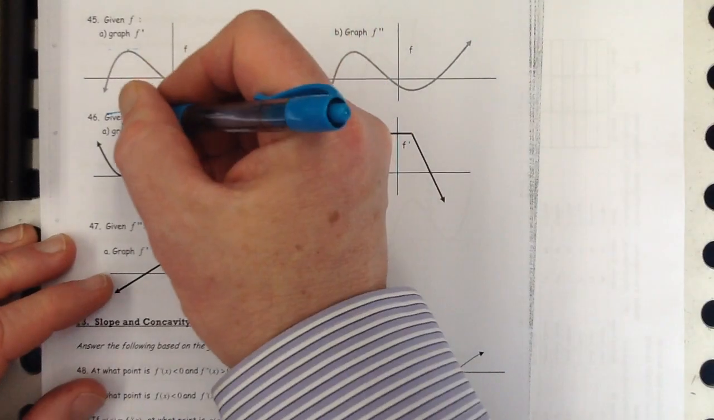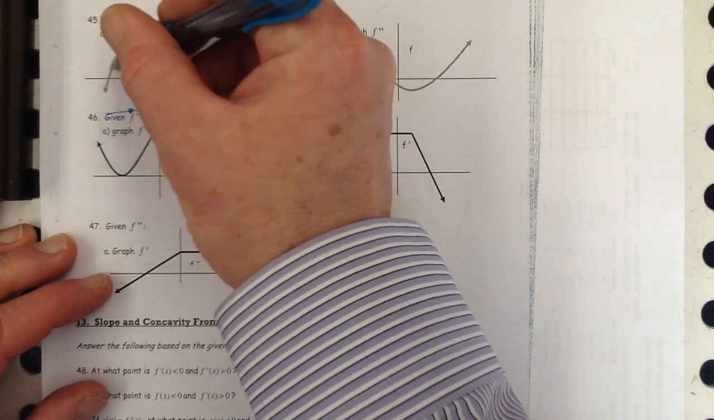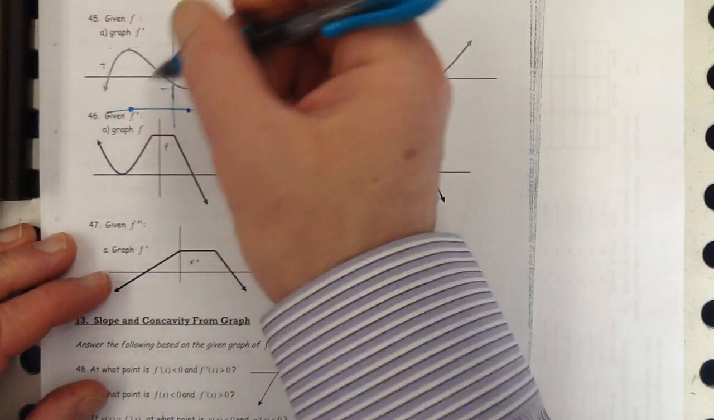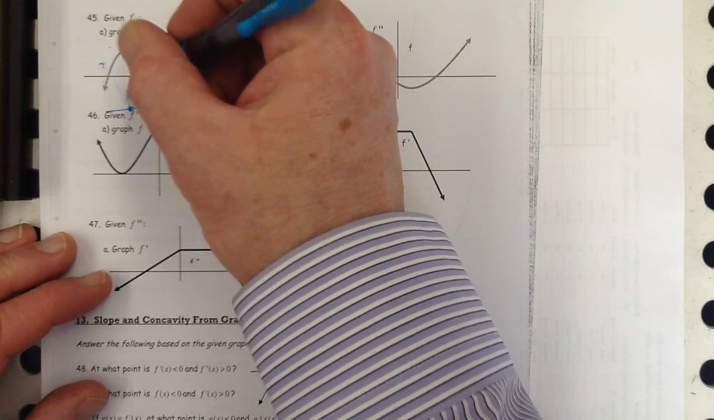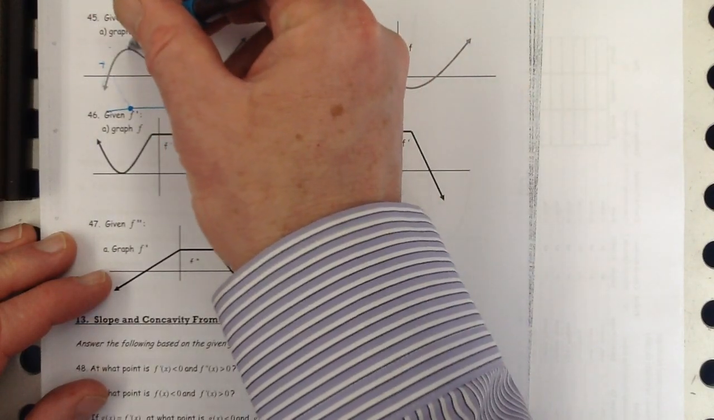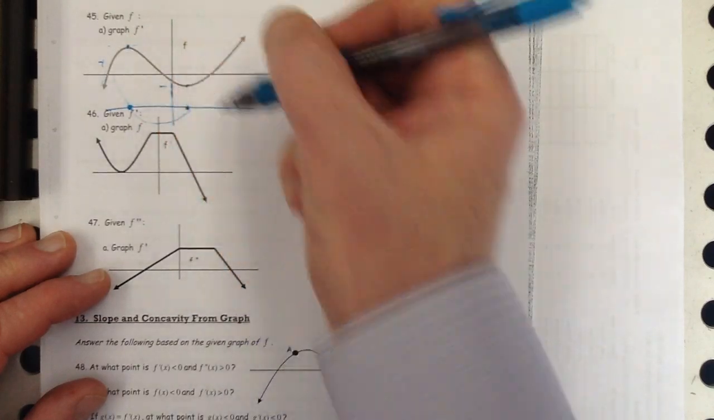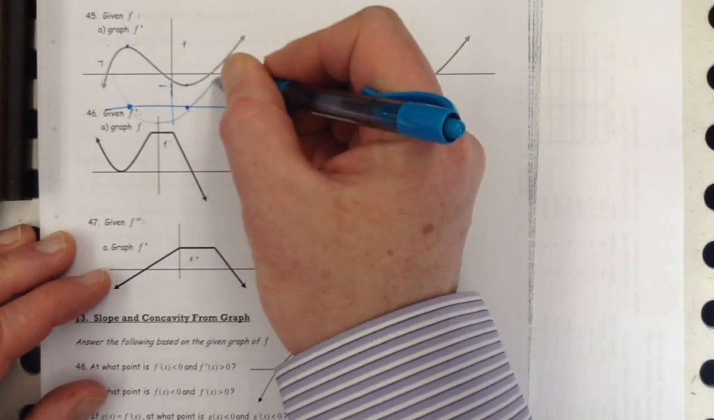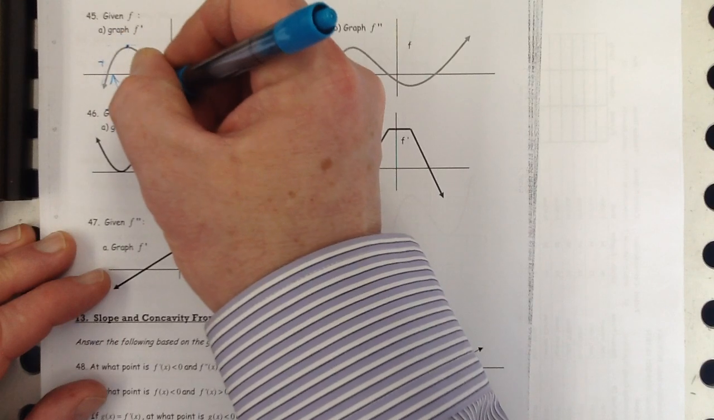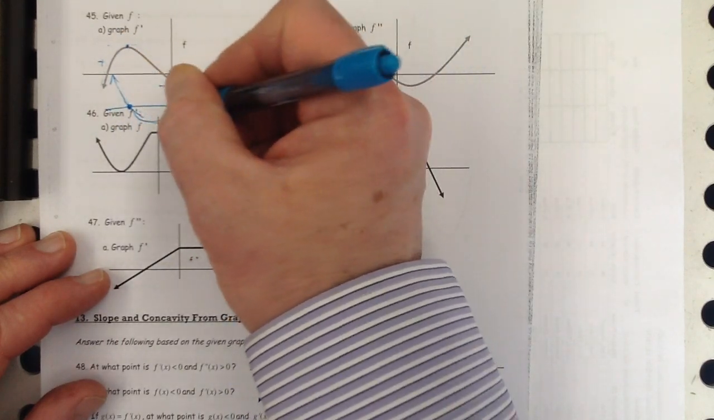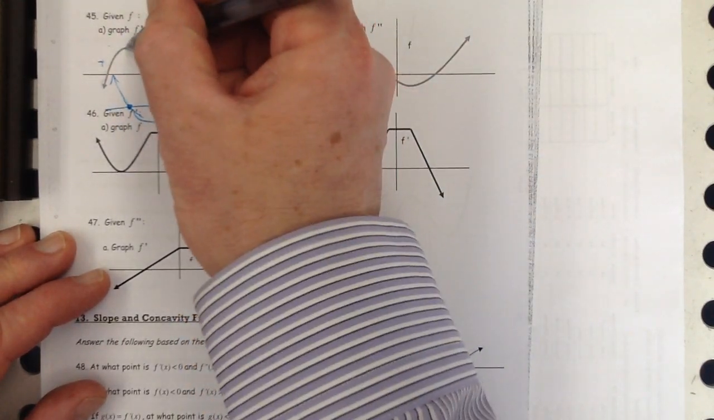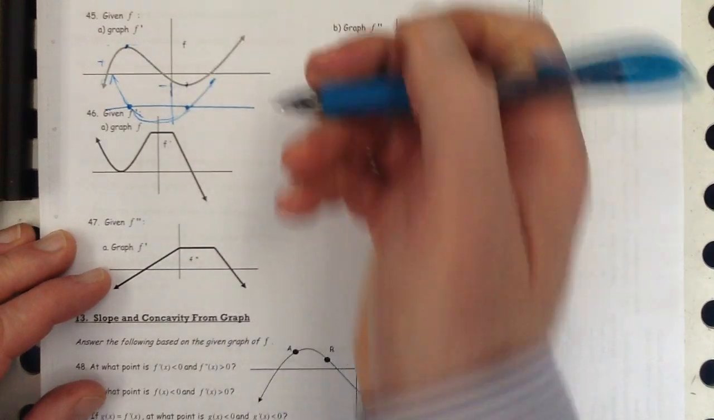And then on my way toward this, I have positive slopes, so I'm going to be in positive territory. And then in between this and this, I'm decreasing, so I have negative slopes. And then after that, I have positive slopes. So any kind of parabola-looking thing with zeros there and there.